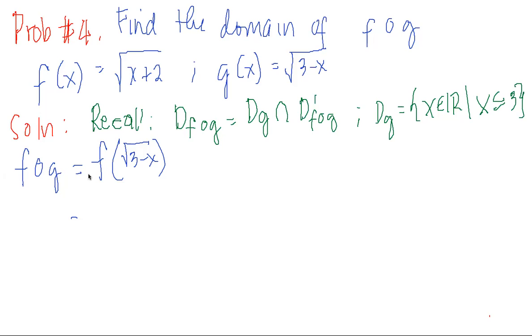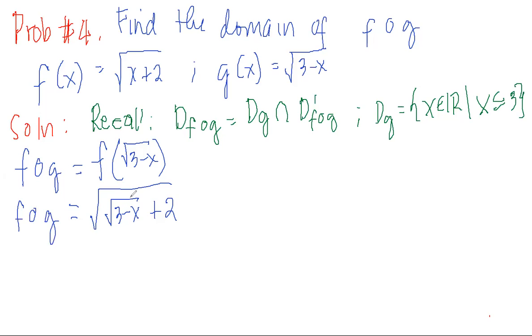So f circle g is just equal to f of the function g, which is the square root of 3 minus x. So the square root of 3 minus x will be substituted to the variable x of f, which is equal to the square root of 3 minus x plus 2. Okay, now this is our f circle g.